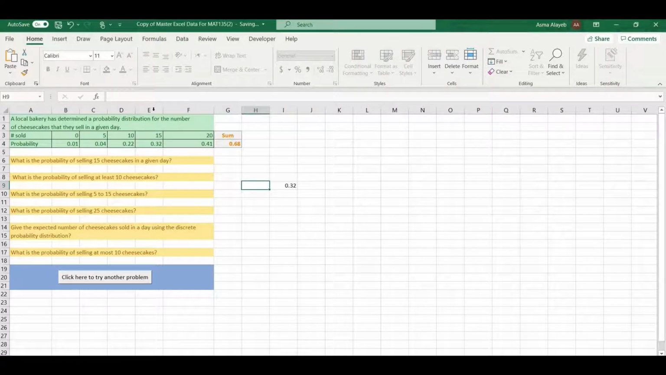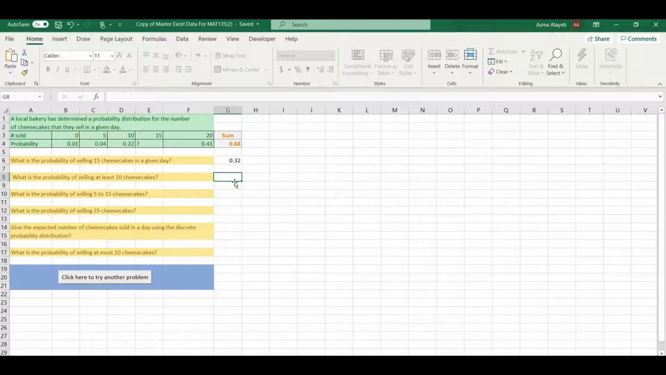Now that we have all of the probabilities, we can figure out the rest of the probabilities here. So let me erase this. So we figured this is 0.32. The second question, what is the probability of selling at least 10 cheesecakes? That means the probability of selling 10 cheesecakes or 15 cheesecakes or 20 cheesecakes. And since we know this is a probability distribution, we're going to add the probabilities of 10, the probability of 15, and the probability of 20.